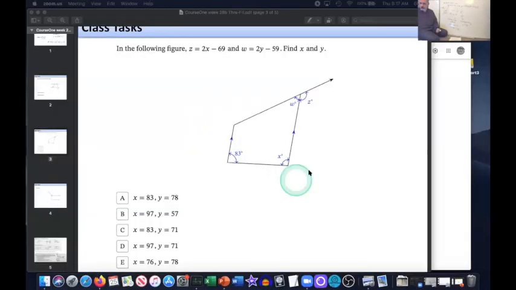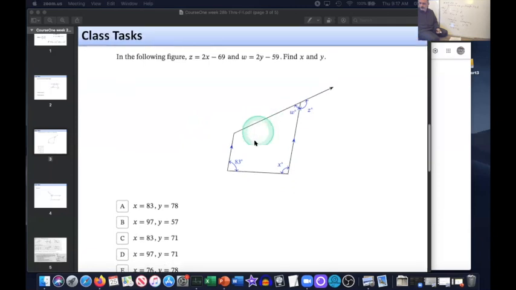Okay, so when you have the second problem, they give you the parallel lines. They also give you expressions for Z and W. The expression for Z has the X in it, whereas W has a Y in it.